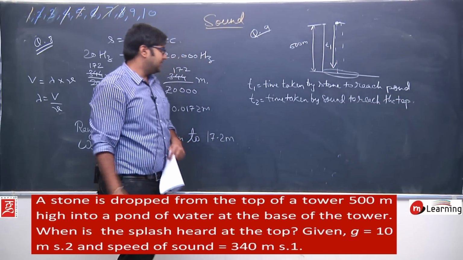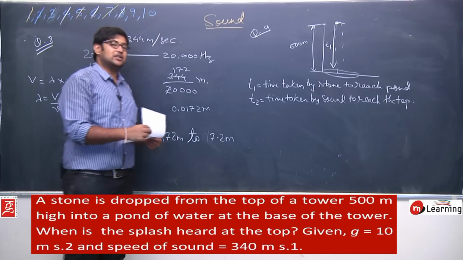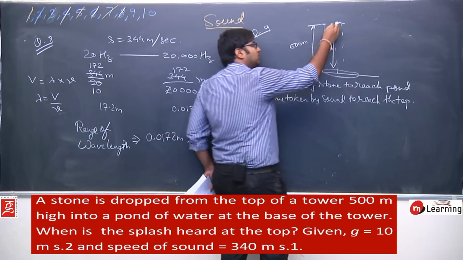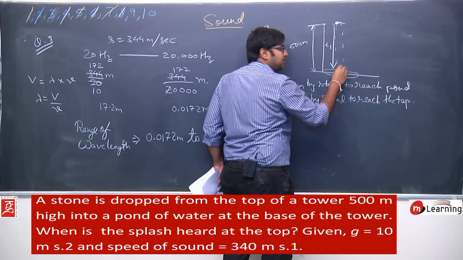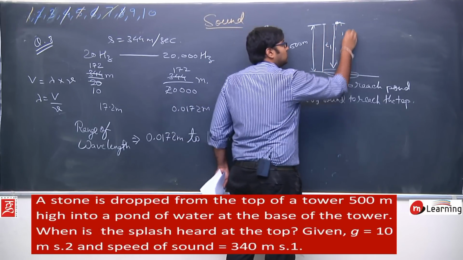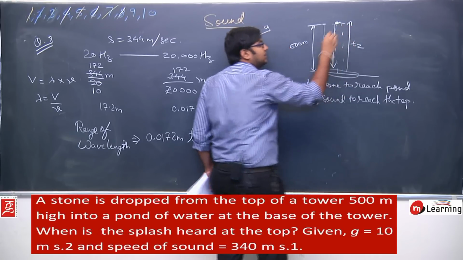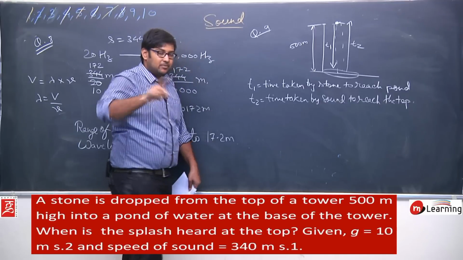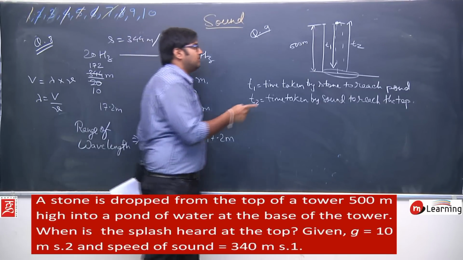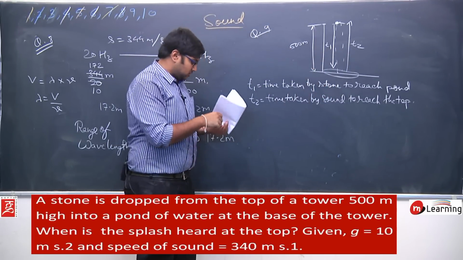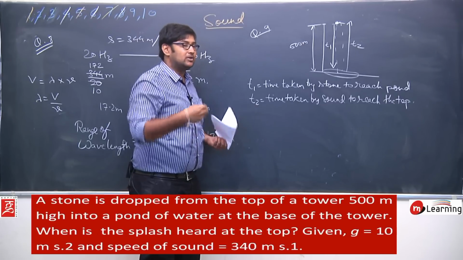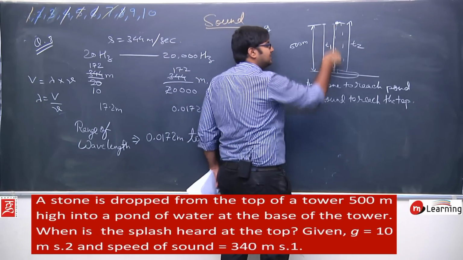Okay, T2 is basically the time taken by sound to reach the top. So I dropped this stone from here, it will reach this pond in T1 time, and the splash will be heard at the top after T2 time. So the total time after which the splash can be heard will be T1 plus T2, the sum of these two times. So first I have to calculate after how much time this stone will reach the ground.